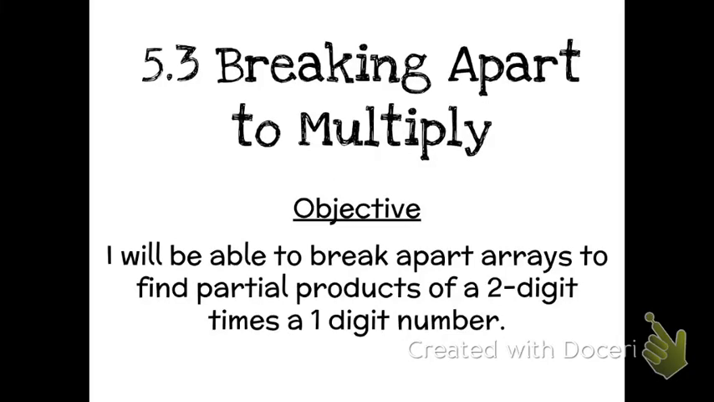Today's lesson is topic 5.3, breaking apart to multiply. The objective for today is that you will be able to break apart arrays to find partial products of a 2-digit number times a 1-digit number.